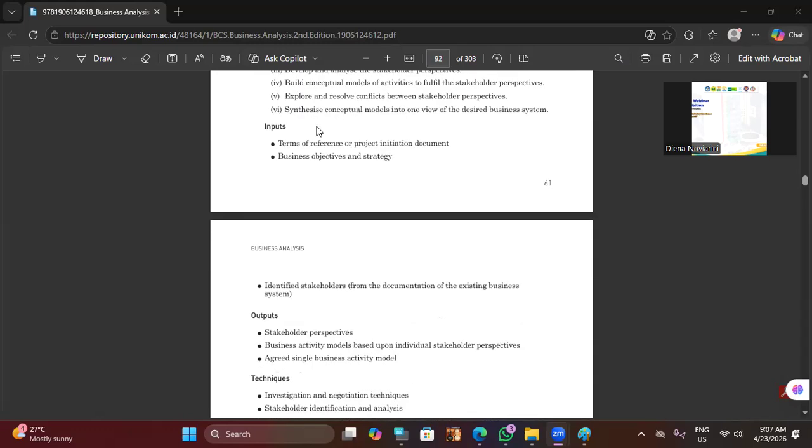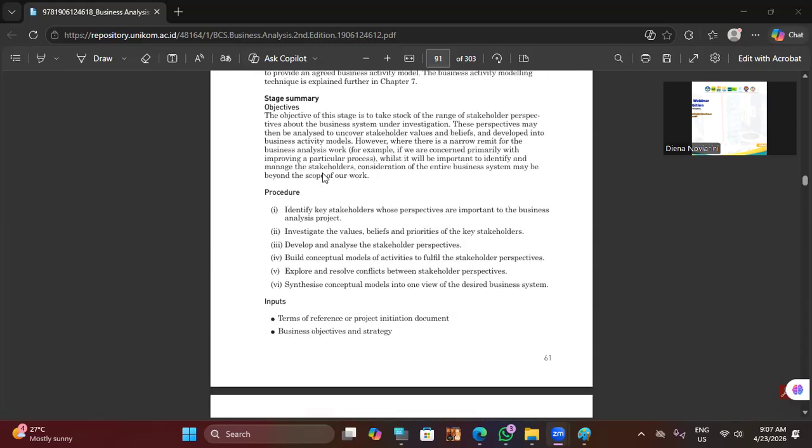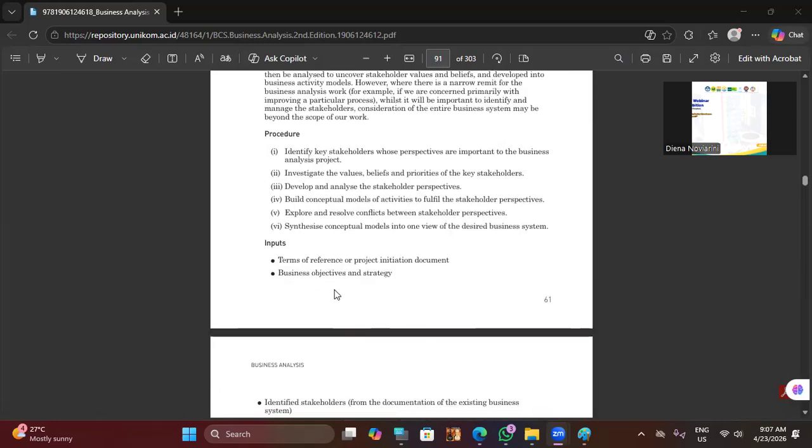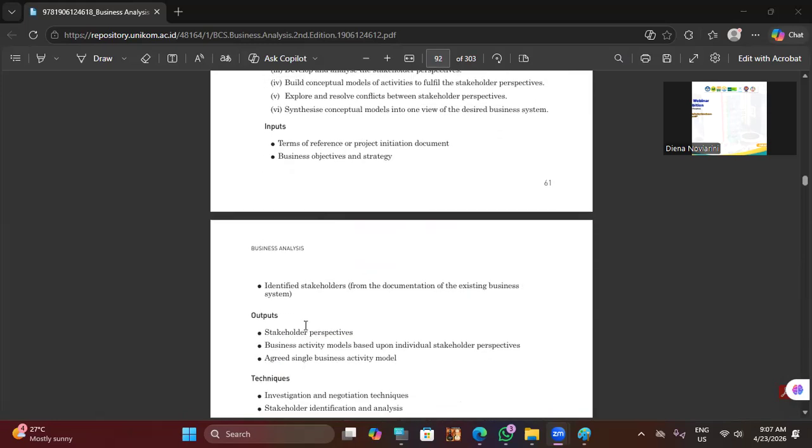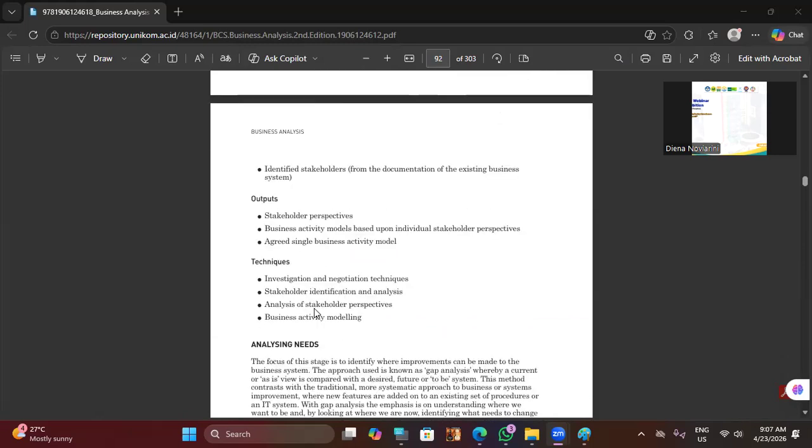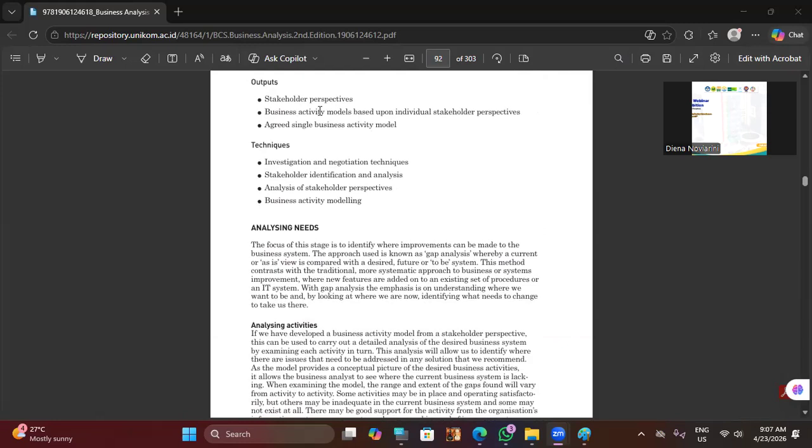And furthermore, the inputs of this stage are terms of reference, business objectives and strategy, and identified stakeholders. The outputs are stakeholders' perspectives, business activity models, and an agreed single business activity model. And the techniques used are investigation and negotiation, stakeholder identification and analysis, analysis of stakeholder perspectives, and business activity modeling.